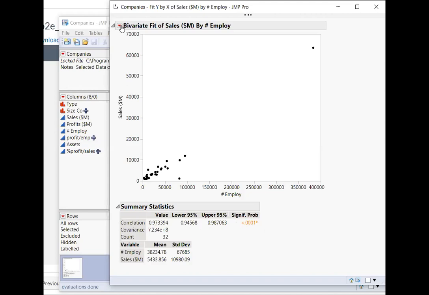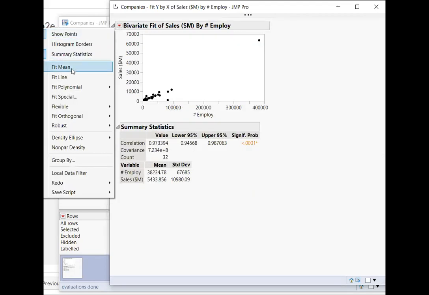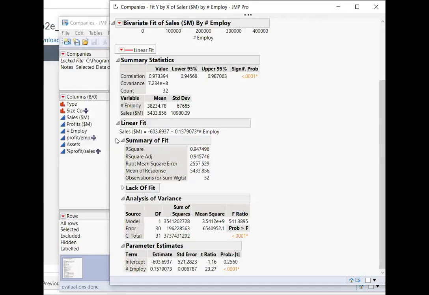And what else can we get? We can find a fit line. So click on fit line. That would give us the equation of the regression model, which is saying the estimated value of sales in $1 million is equal to negative 603.69 plus 0.15 times number of employees.